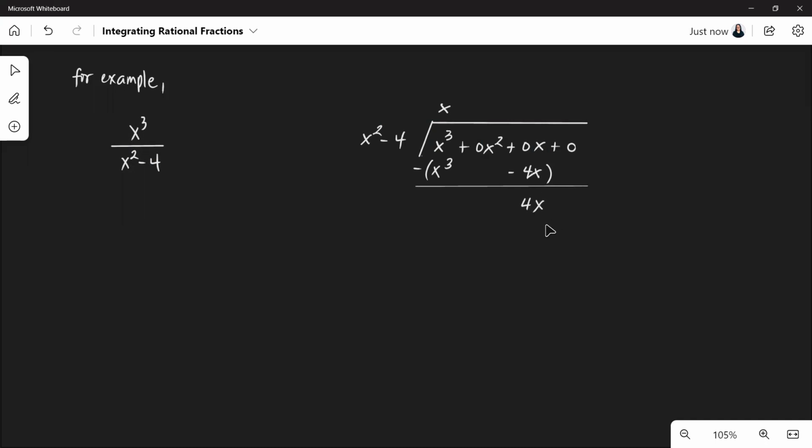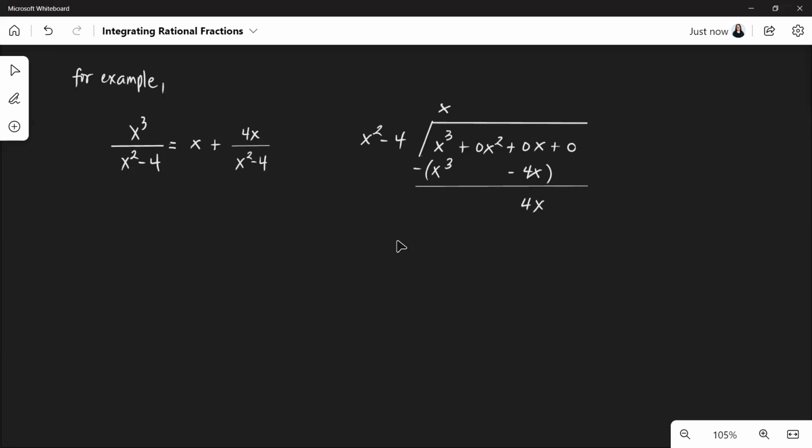If the degree of the remainder here is already less than the degree of the divisor, then you need to stop the long division. So this is the quotient and the remainder is 4x. So this single fraction is equal to x, the whole number, and the fraction is 4x over the divisor. So the remainder over the divisor.